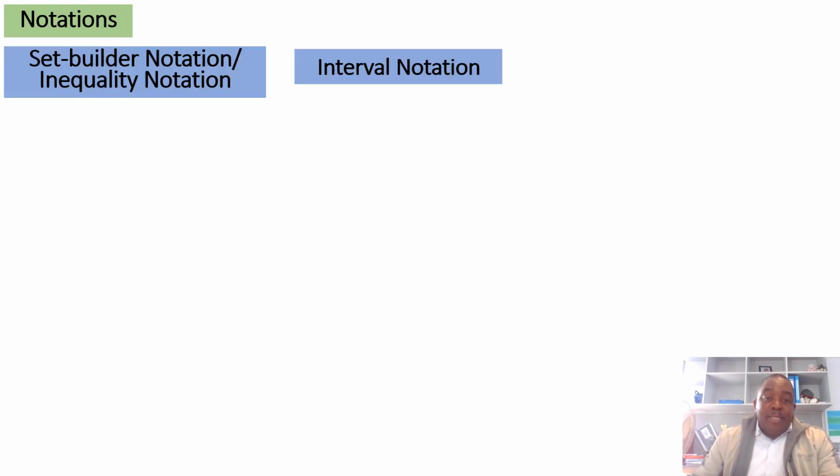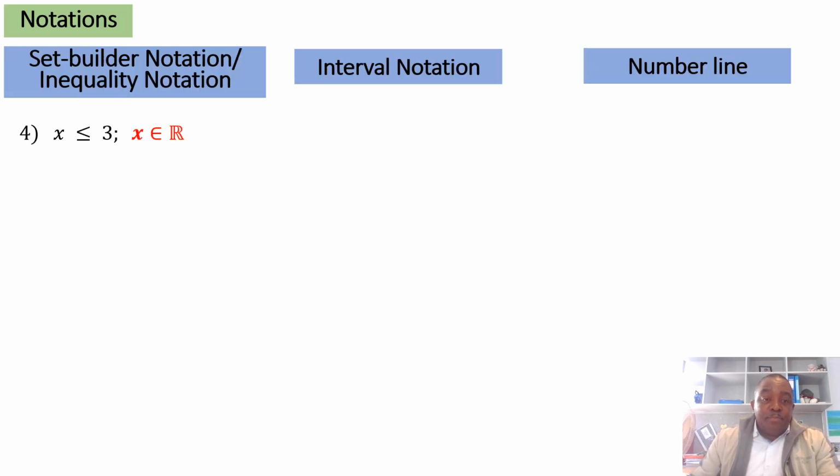Let's look again at the 3 notations. This time around, example 4, x is an element of real numbers less than or equal to 3. Again, interval notation here works. But now take note, because the numbers are starting from 3 going all the way down to -infinity, you would have to use -infinity in your interval notation, but there is no way -infinity and positive infinity can be included.